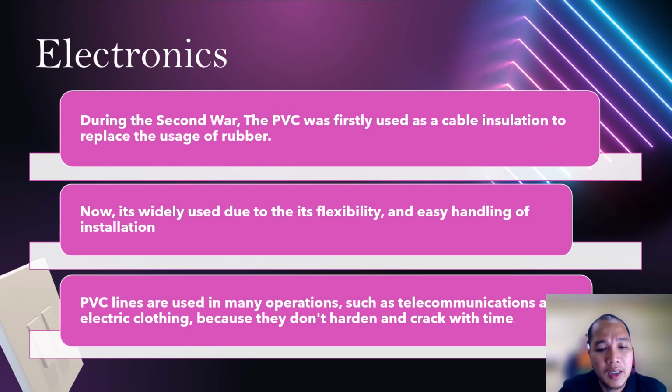For the electronic, PVC was first used as a substitute for rubber during the Second World War, and it continues to be used extensively to this day due to its flexibility, ease of handling in installation, and durability. The lines do not harden and crack over time, and find use in numerous applications from telecommunication to electric wiring.